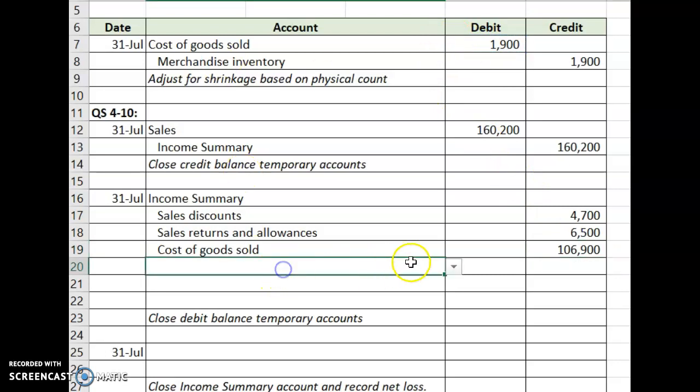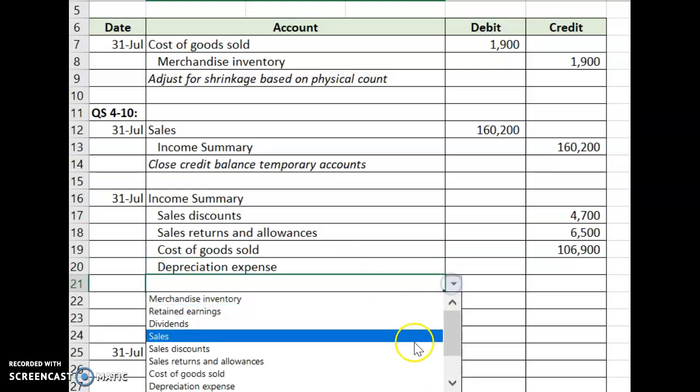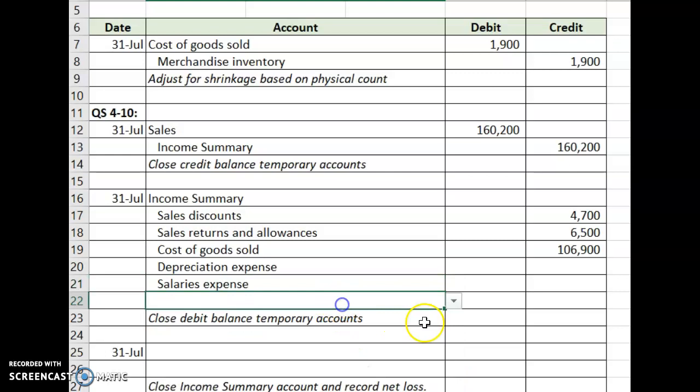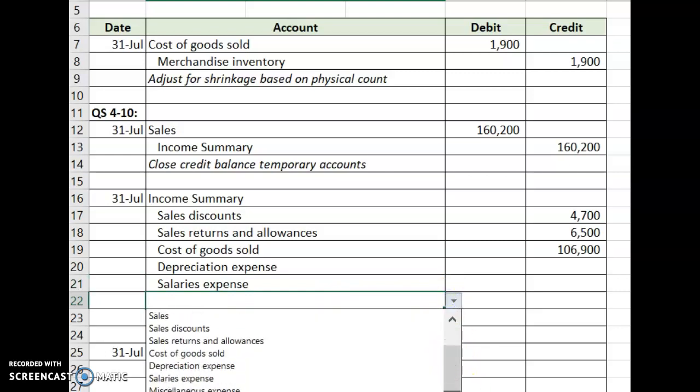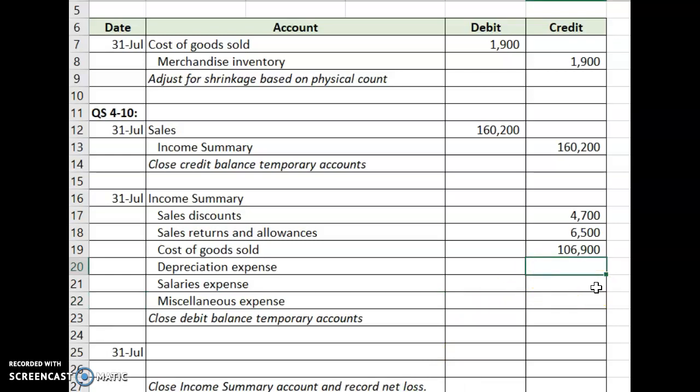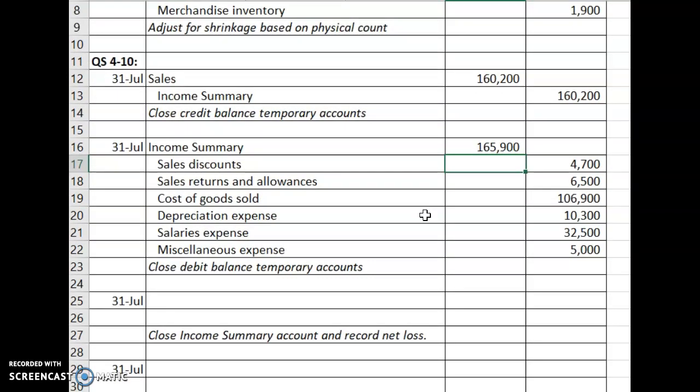We will credit depreciation expense. I'm just going to get all of the expenses here now. We've got depreciation, salaries, and miscellaneous, and our credits are $10,300, $32,500, and $5,000. We'll do a sum to get our debit amount to the income summary, summing up all of those numbers, and we get $165,900.